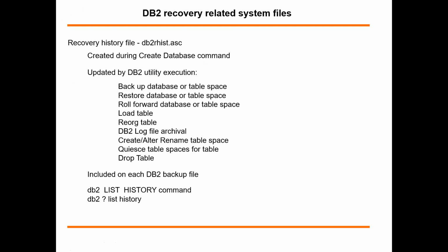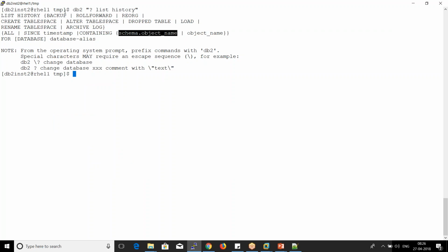List history is a command that gives me that information. Like I said, in other databases, you might do a database query to get this information, an SQL query. Here you don't have to do it. It all happens through commands.